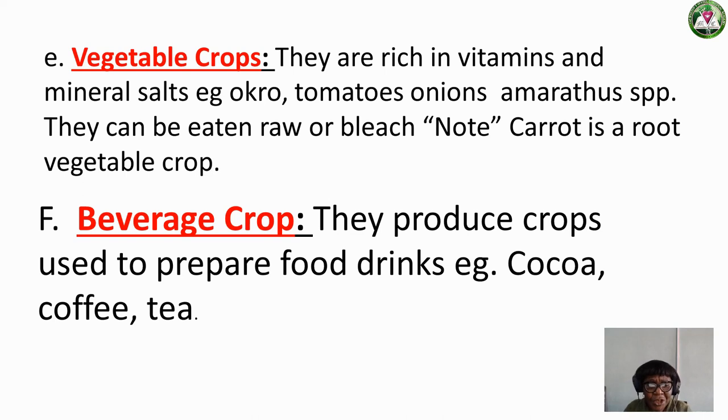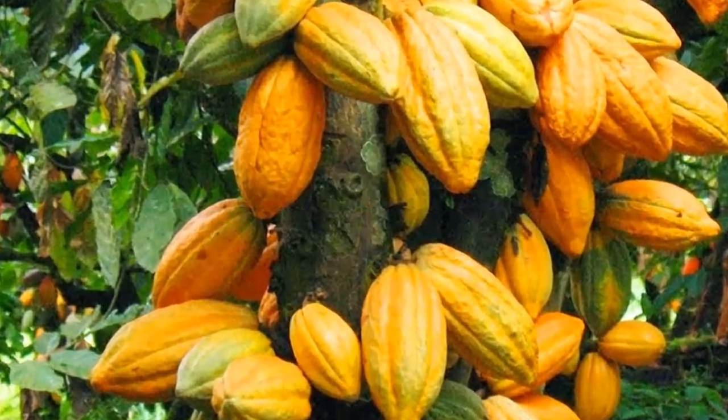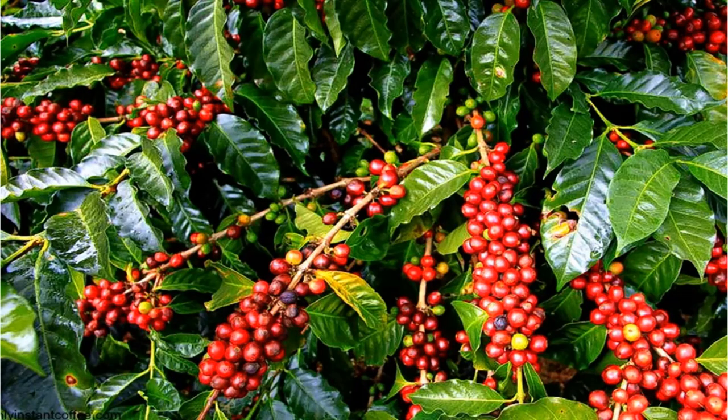Okay. The next group is the beverage crops. We use them to prepare food drinks. Examples are the cocoa, the coffee, the tea.